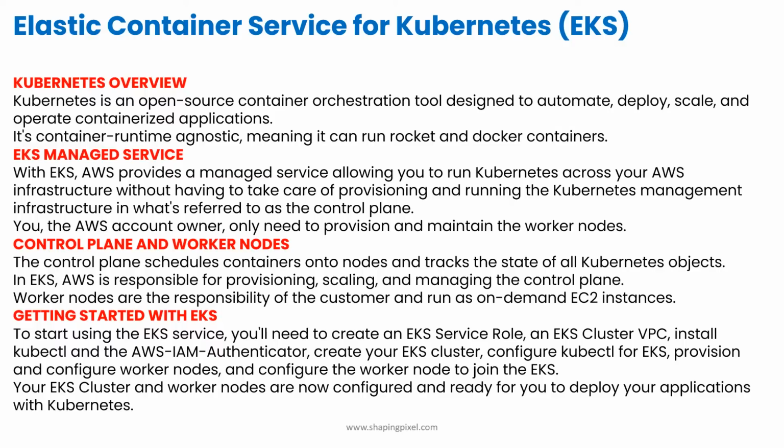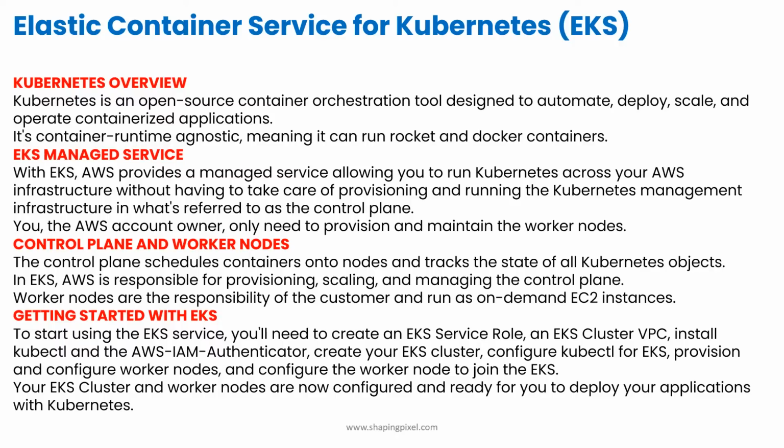The AWS account owner only needs to provision and maintain the worker nodes. The control plane schedules containers onto nodes and tracks the state of all Kubernetes objects. In EKS, AWS is responsible for provisioning, scaling, and managing the control plane.